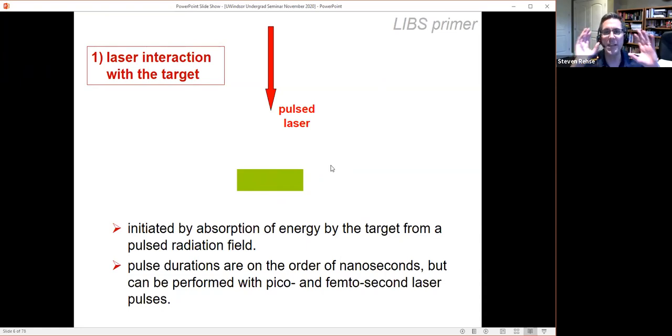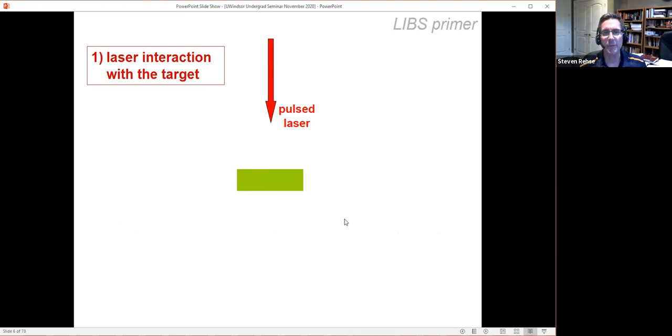But I think it's easiest for you to understand if you think about it as a solid target. That's the easiest kind of experimental and theoretical model. So we bring in this pulse laser. It's going to be coming from the top of the screen to the bottom. And the whole process is initiated as the energy of that laser pulse starts to become absorbed into the target. And so that's going to look something like this.